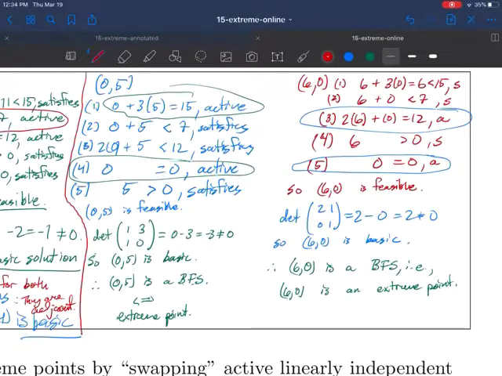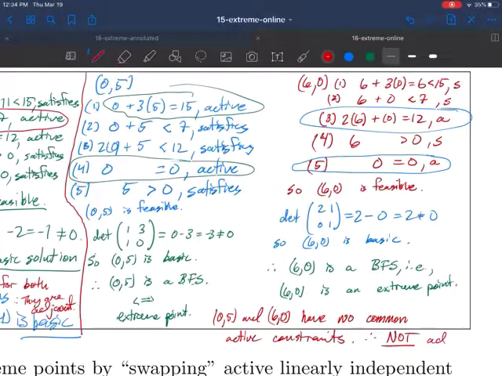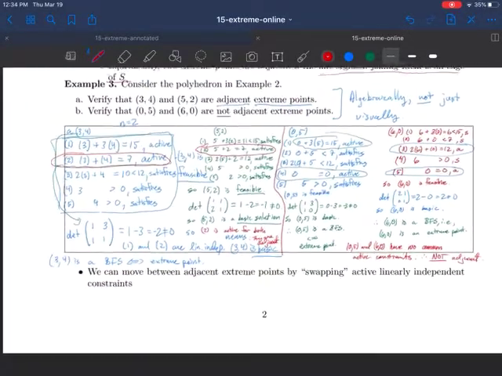However, (0, 5) and (6, 0) have no common active constraints. Thus, they are not adjacent. Okay, we're going to stop again.